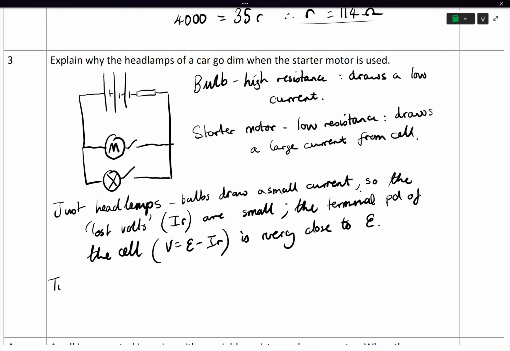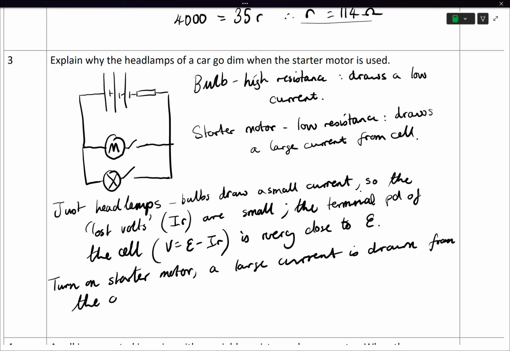When you turn on the starter motor, a large current is drawn from the cell. That means the lost volts, which remember is I times r, is no longer insignificant.